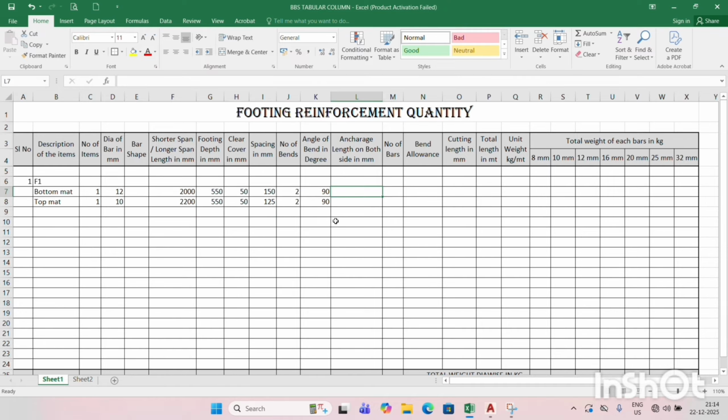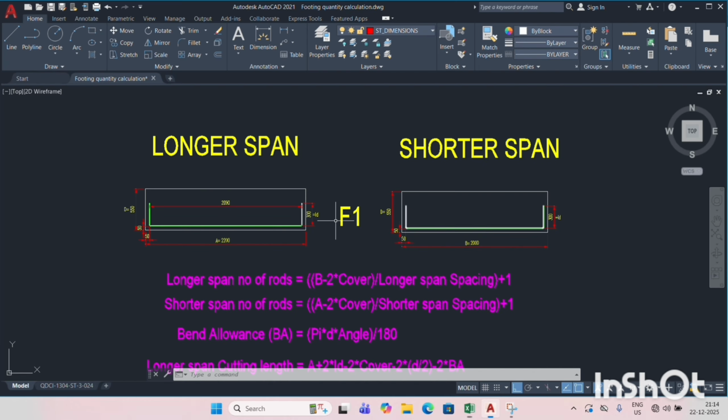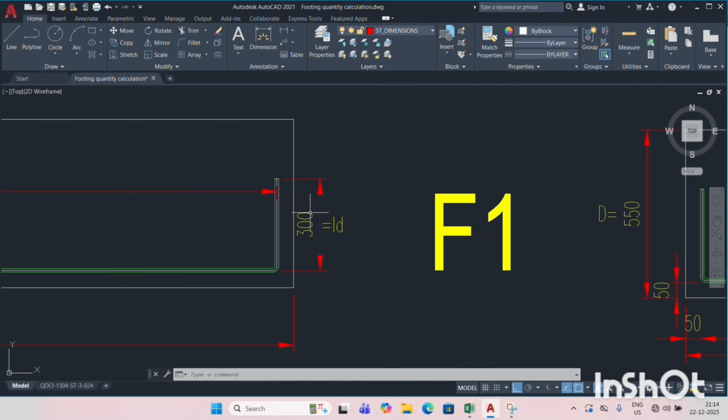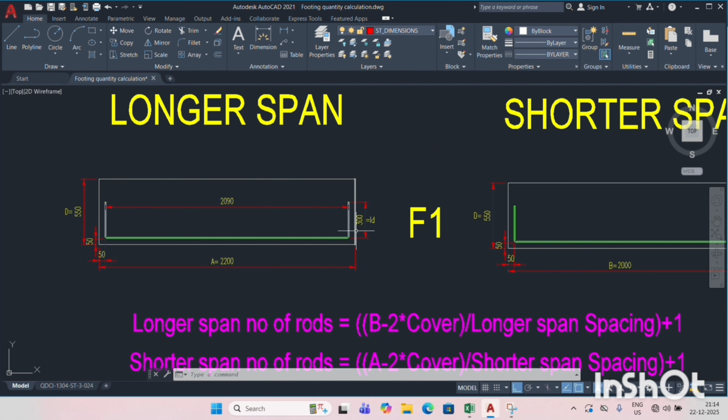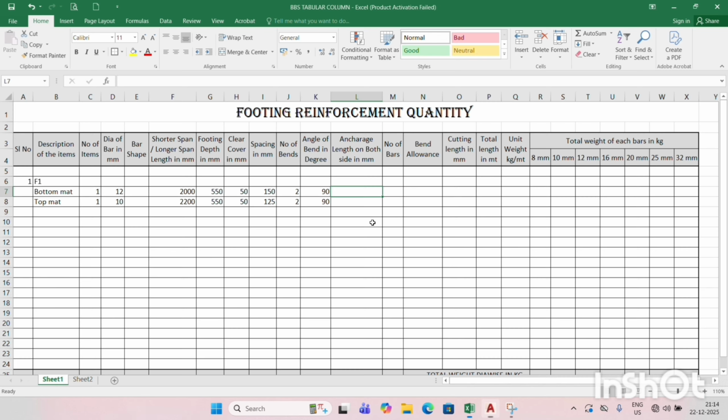And then what is the anchorage length? Anchorage length means this is the anchorage length LD. Here LD is given as 300 mm. If it is not given, you have to take it as per the IS standard. It is 300 mm. This anchorage length on both sides means it should be 2 into 300, so it will be 600.